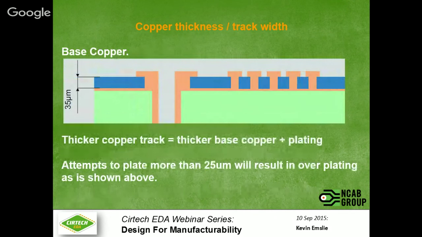Okay, the thicker the final finished requirement, the thicker the base copper needs to be, because plating more than 25 microns of copper results in overplating. As you can see above there, the blue is the photoresist, and the pink over there is the copper. You can see the copper is clearly overplating beyond the photoresist.